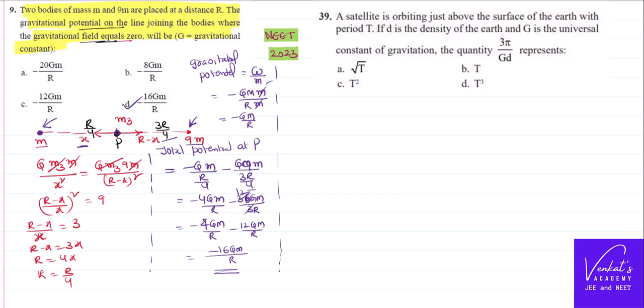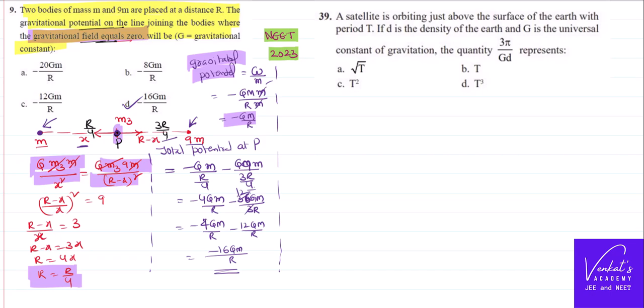So this problem consists of two concepts. First, I need to find out where the gravitational field is 0. I have found it by equating the two forces acting on that mass. At that point, I need to find the gravitational potential. Gravitational field is a vector, whereas gravitational potential is a scalar. Be careful about it. That's one question.